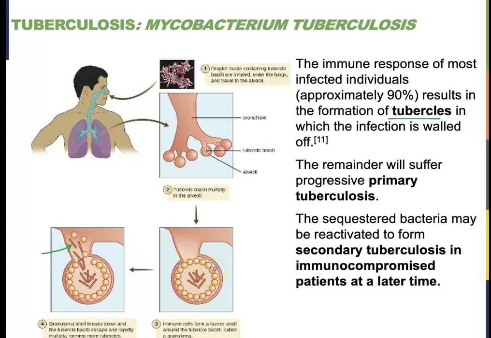So you are infected, but your body can either take care of it and get rid of the tuberculosis infection, or it stays in there. It can stay in there for decades, for years, for months. And then depending on your immune system, you can have these guys break out and cause a secondary infection.